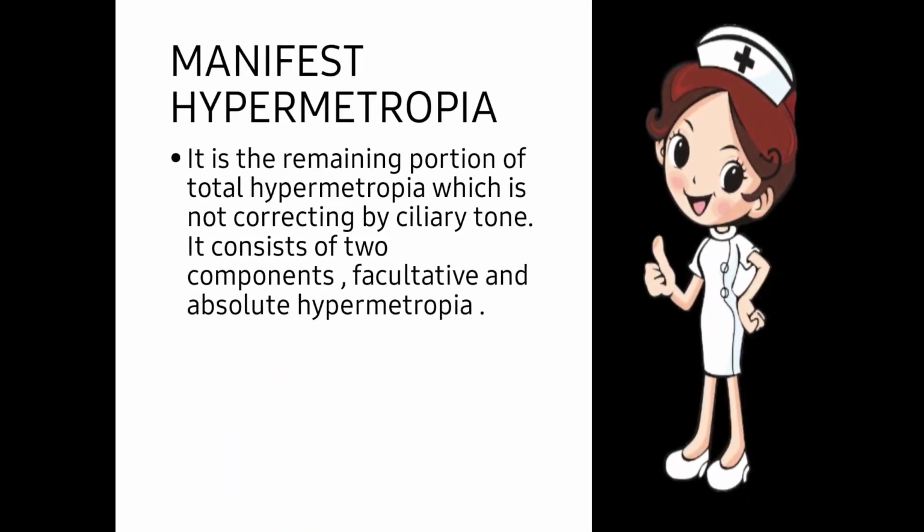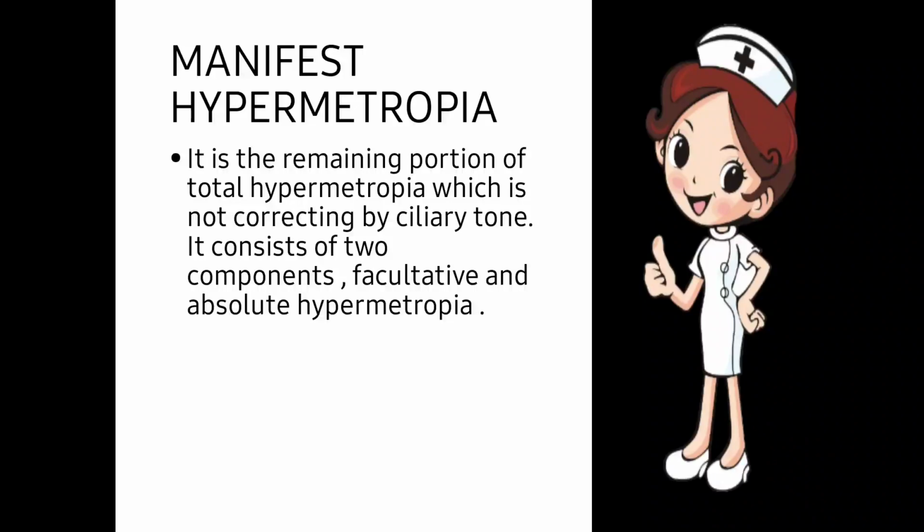Next one, manifest hypermetropia. In case of manifest hypermetropia, it is the remaining portion of the total hypermetropia which is not corrected by ciliary tone. Okay, so we will know that the ciliary muscles will just correct the one diopter of hypermetropia. So after leaving the one diopter of hypermetropia, the leftover part of hypermetropia is the manifest hyperopia, and we are supposed to give the correction to the patient for this.